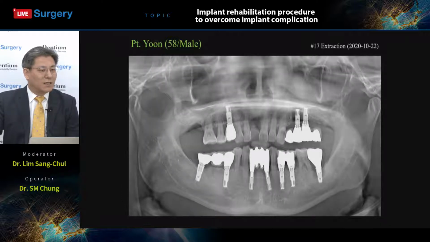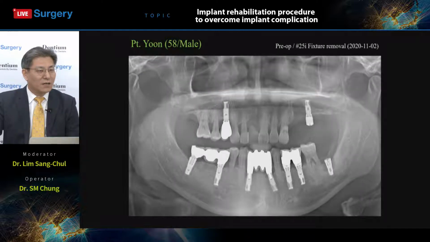This one is the October visit view. Number 17, the second molar, is already extracted, and it is a very nice, well-healed site. Compared to the first visit, as you can see, number 25 area has a big bone defect around the already installed implant, and number 37 has a bigger and bigger bone defect.